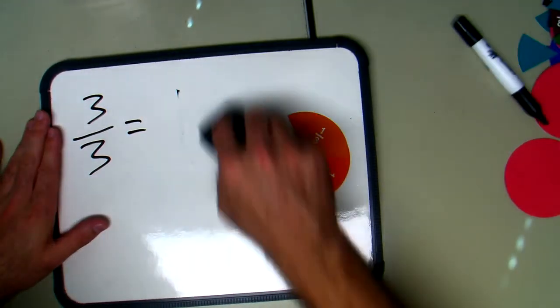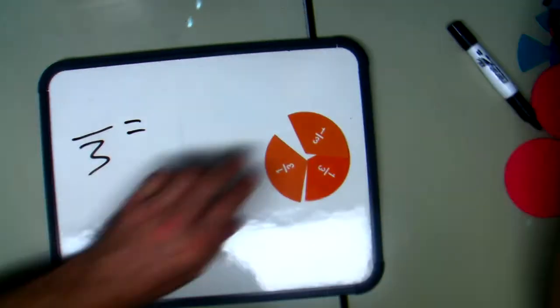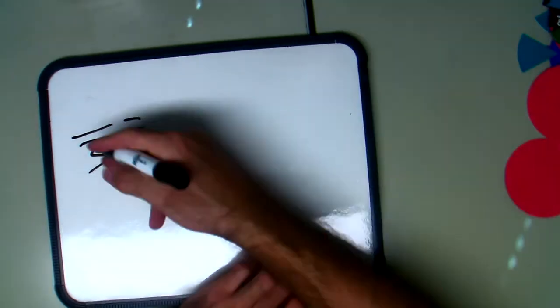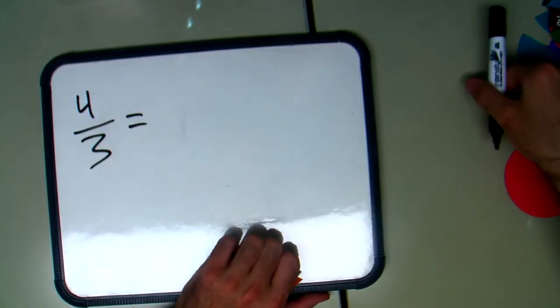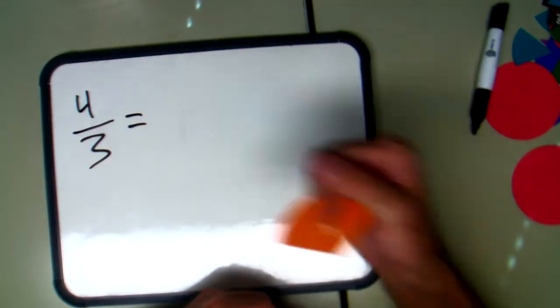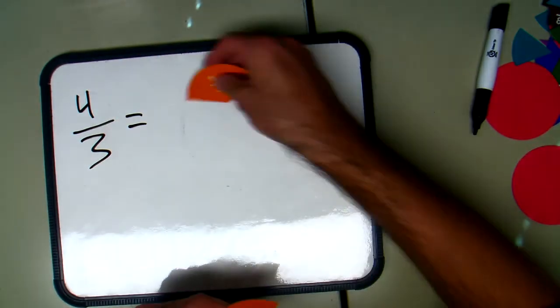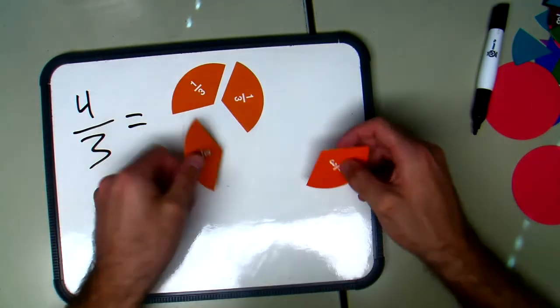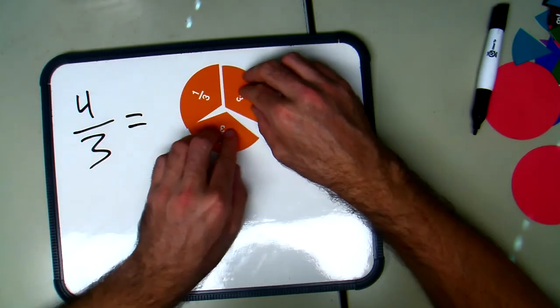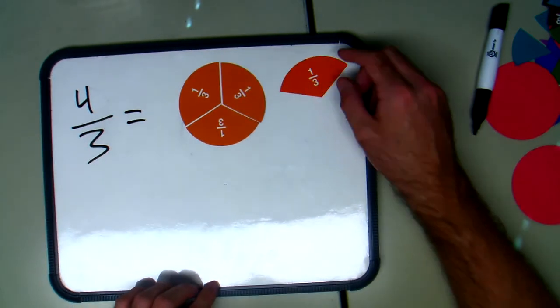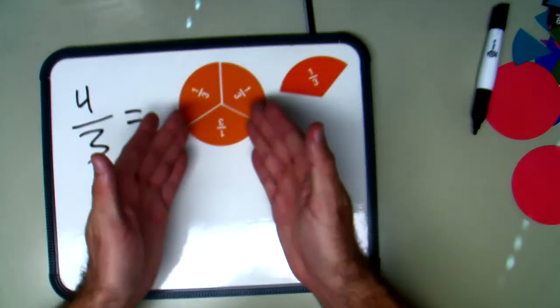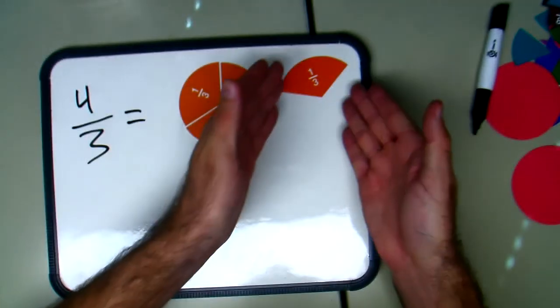What happens when the numerator at the top is larger than the denominator? Well, if I have 4/3, same idea. If I have 3 of these, that's a whole. But the top says I have 4 now. Okay, 1, 2, 3, 4. Oh, wait a minute. Now I have more than a whole. Now I have one whole plus extra. I have more now.